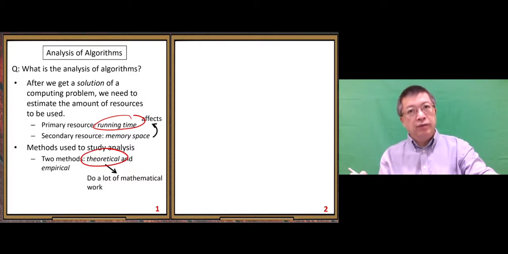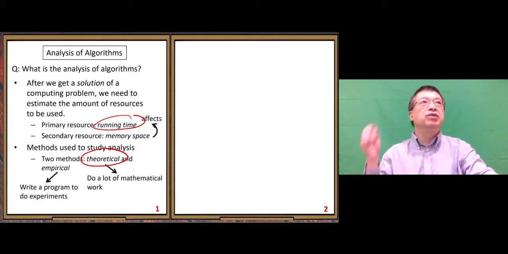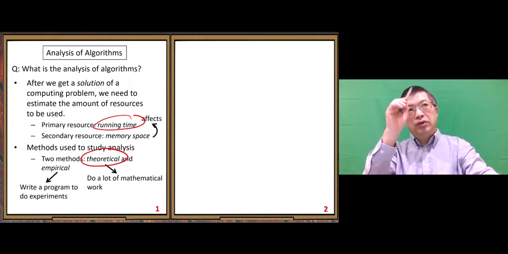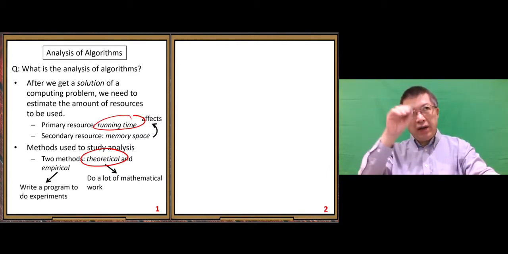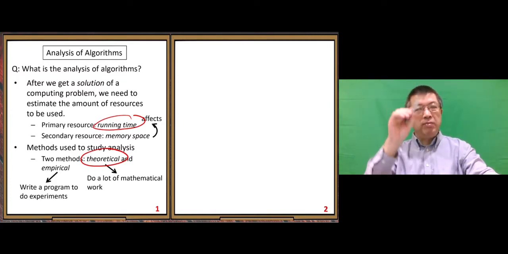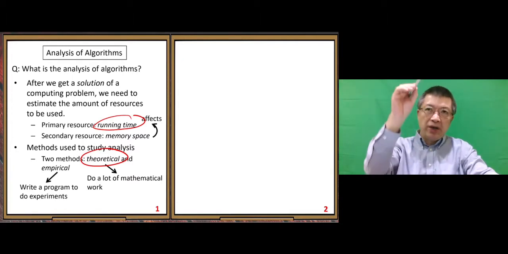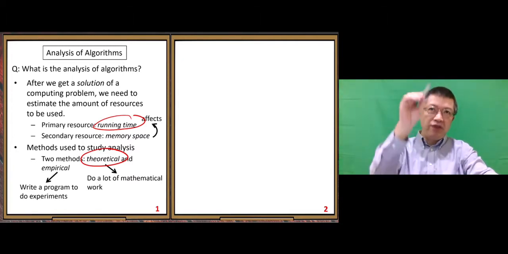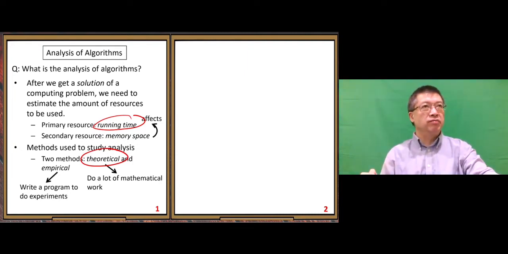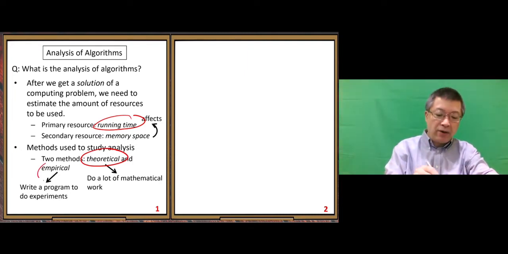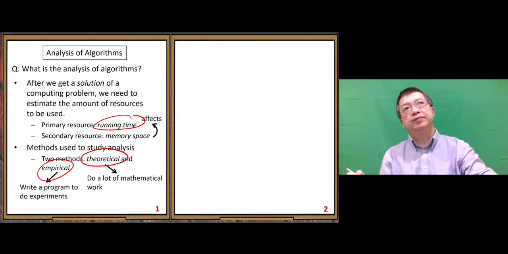For the empirical side, we need to do our programming projects. In our programming projects, we will write programs to implement certain algorithms, and we want to check the performance and efficiencies, and compare which way gives better performance. That's the empirical analysis.